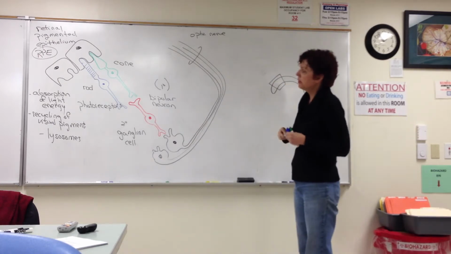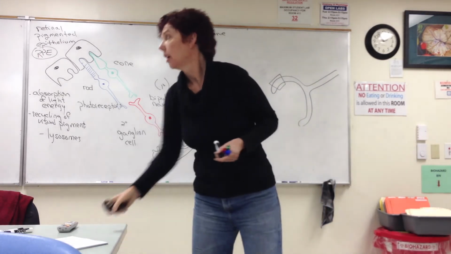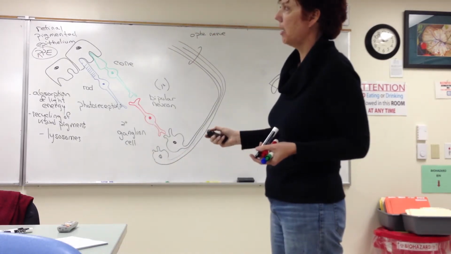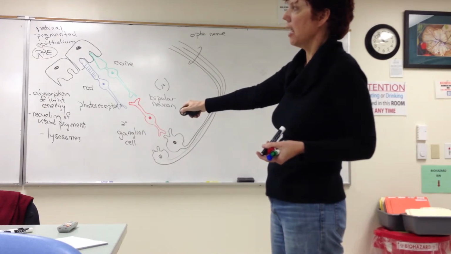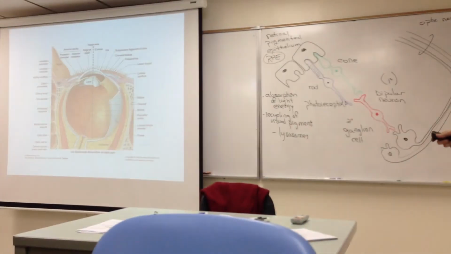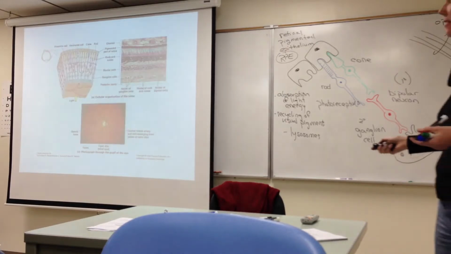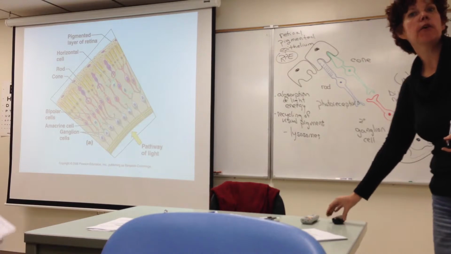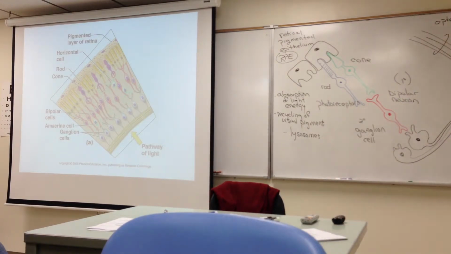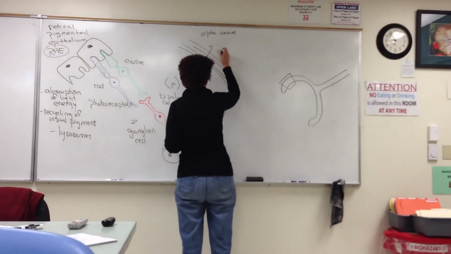So where the optic nerve is leaving the eyeball, you can see down here, there are no photoreceptors. And so we have a contrast. We have the fovea centralis, which has the highest focus, the best focus, best resolution, and the optic nerve, which has no photoreceptors. And so this is also known as the optic disc.